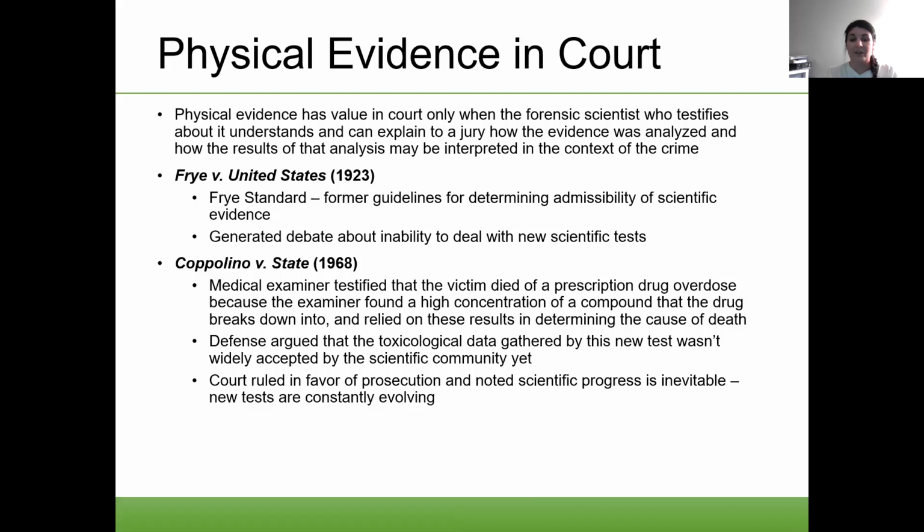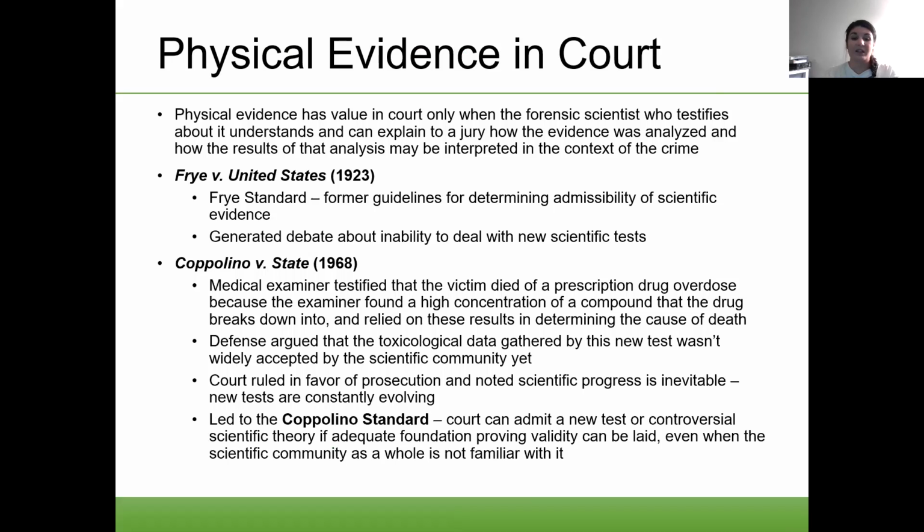But the court ruled in favor of the prosecution and noted that scientific progress is inevitable. New tests are constantly evolving. So this led to the Coppolino, I have no idea if I'm saying that right, standard, which is that the court can admit a new test or a controversial scientific theory if there is adequate foundation for proving validity, even when the scientific community as a whole is not familiar with it.